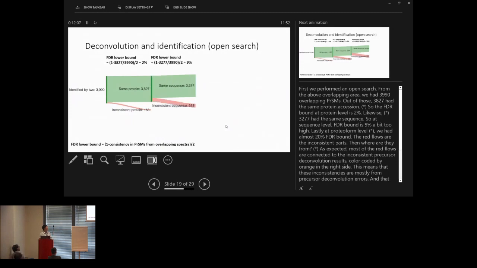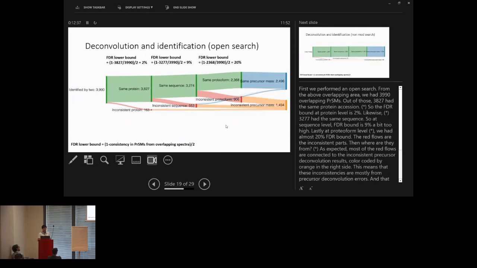which is good. But as soon as I check their sequence, not just the protein identification, they are highly inconsistent, and their FDR lower bound was almost 9%. So we are in trouble, and that really holds even when I check the proteoform. Proteoform meaning not only the sequence but also the modifications. So these red guys are the inconsistent portion, and then why do those red guys arise?